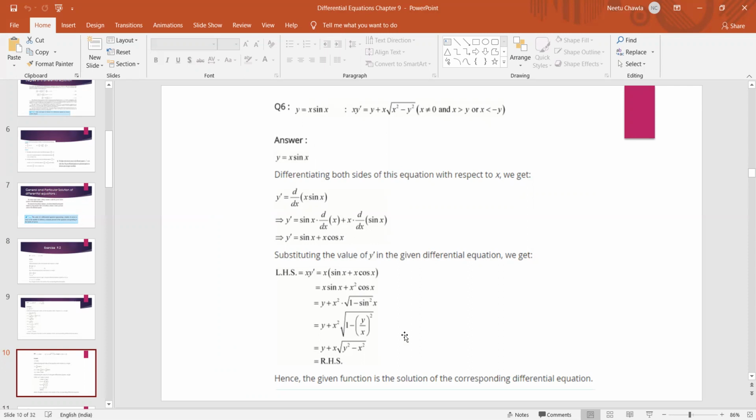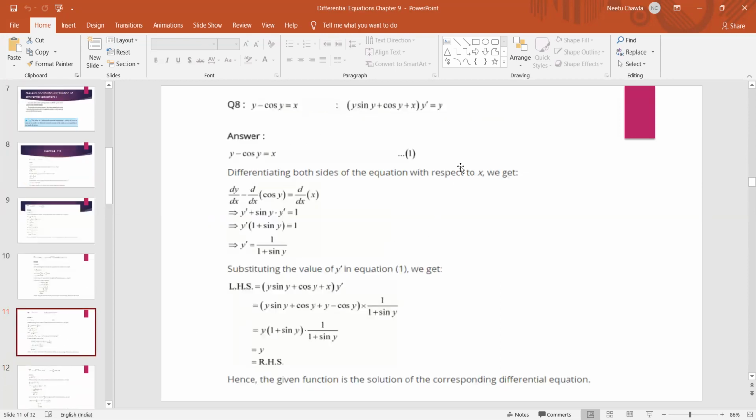So you have to keep an eye on both the things, what you are supposed to prove and what is the given value. You cannot proceed in all questions in the same way. So here, in place of sine x, I am putting y upon x, and just taking the LCM and solving it, I am getting the required value: y plus x under root y square minus x square, or you can write x square minus y square. So you can say that the given function, y is equal to x sin x, is the solution of this corresponding differential equation, right?